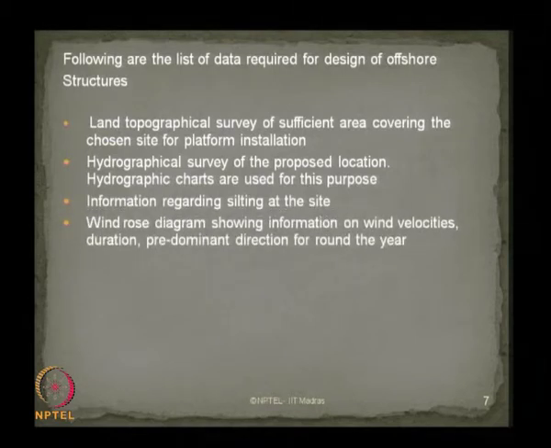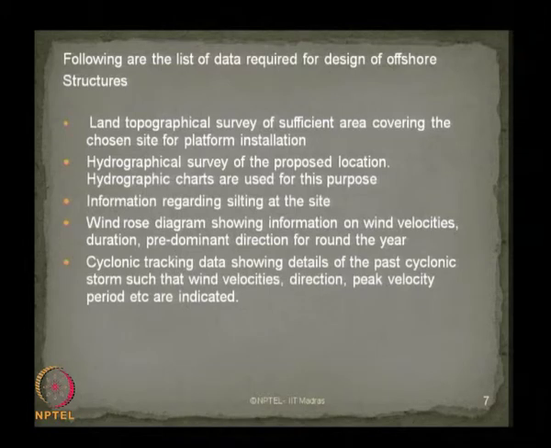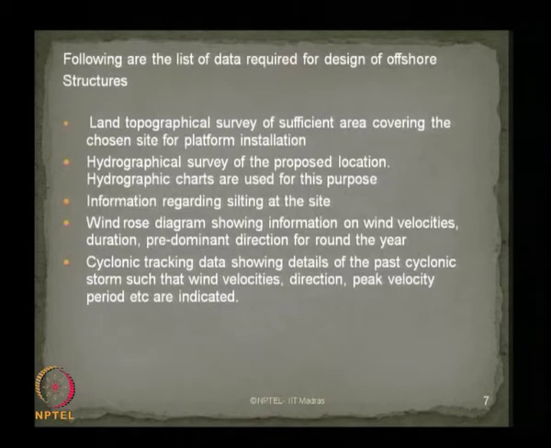Then the wind rose diagram can show me information on wind velocities, wind duration, and predominant wind direction round the year, which can be used in my design. Cyclonic tracking data is also important, because this shows detail of past cyclonic storms, such that the wind velocities, direction, peak velocity period, etc. can be included in your design calculations.